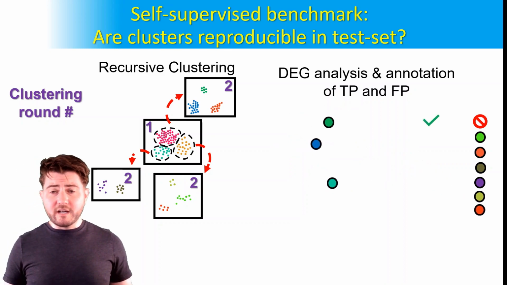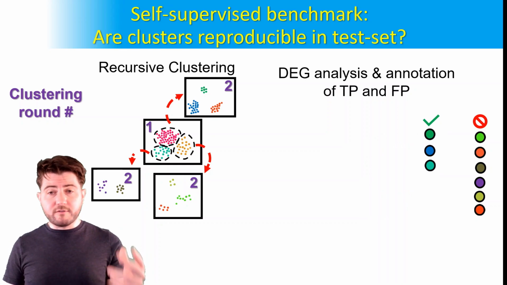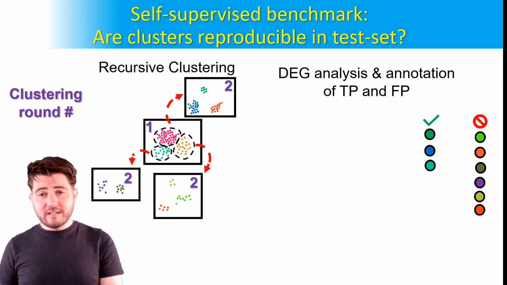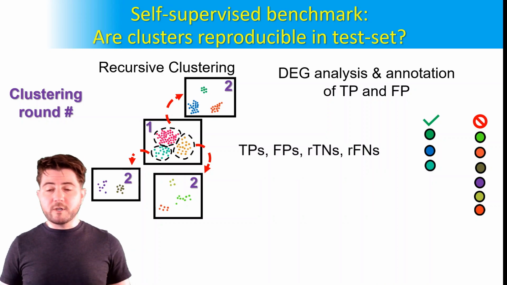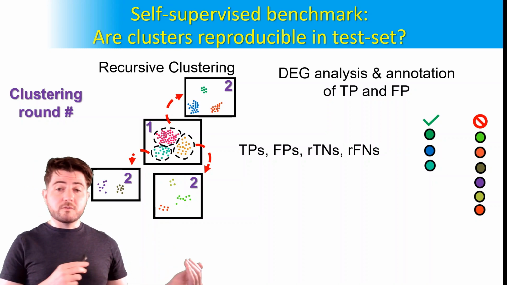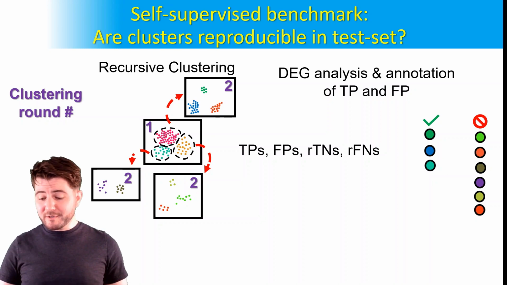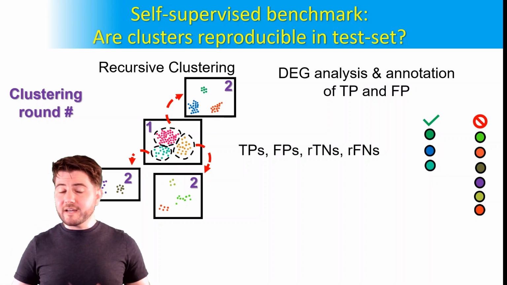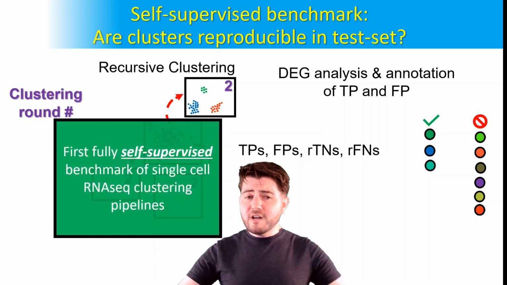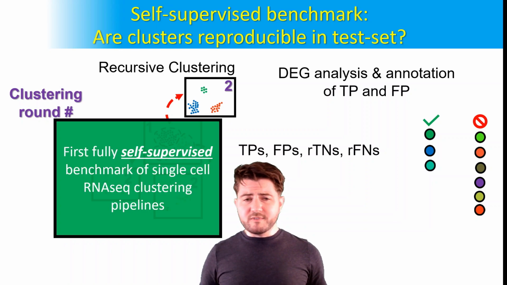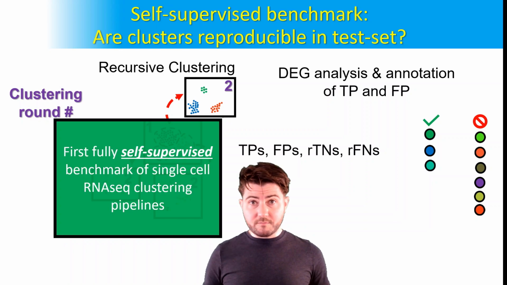So now we have an unbiased way to let the algorithms completely on their own identify true positives and false positives. And we won't get into the details for the sake of this talk, but I also found a way, when you're comparing a bunch of pipelines, to identify relative true negatives and relative false negatives, which opens up the full confusion matrix and all machine learning standard classification metrics. So by following this protocol, we've developed the first fully self-supervised benchmark for single-cell RNA-seq clustering pipelines.